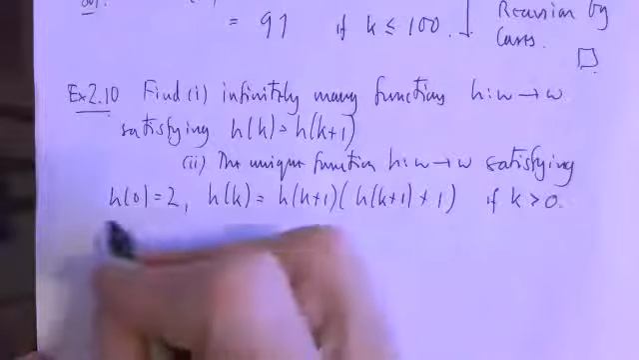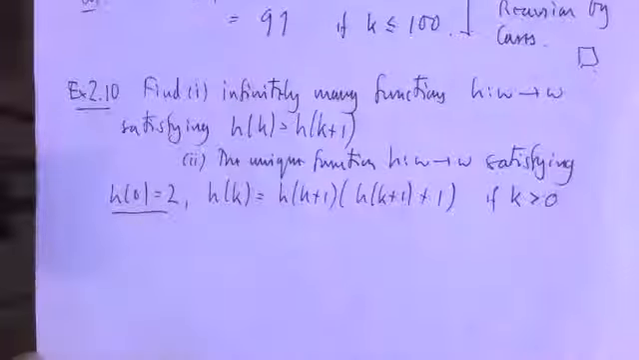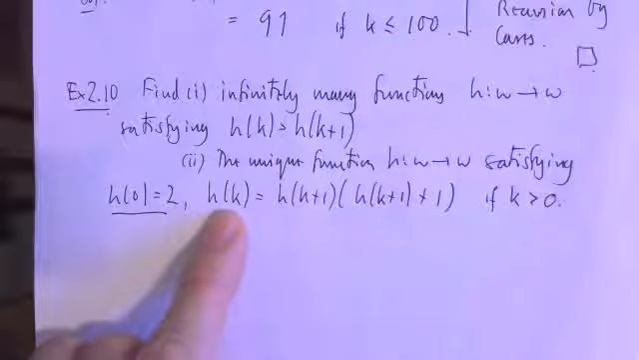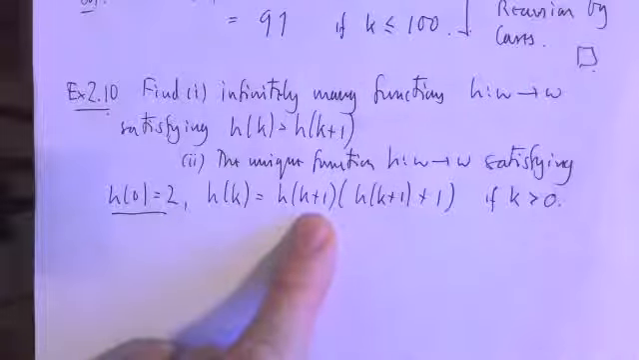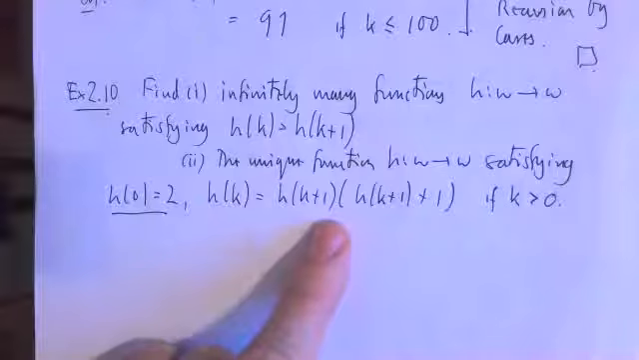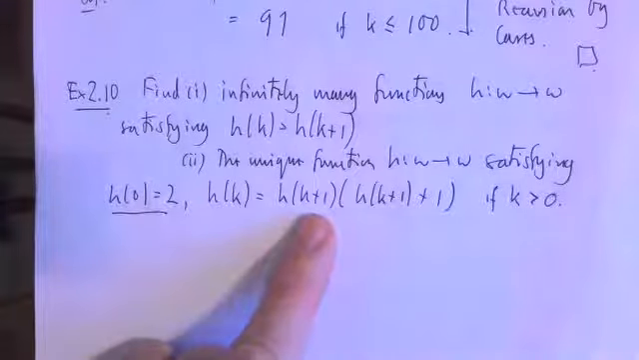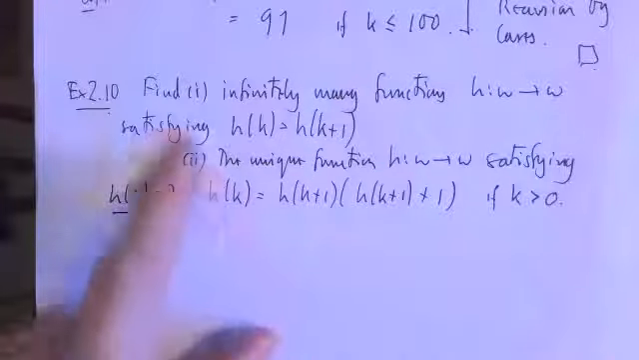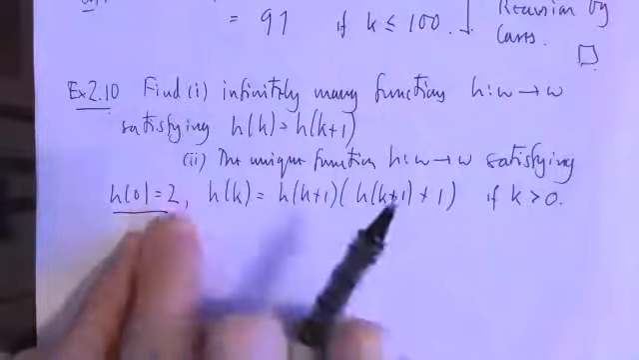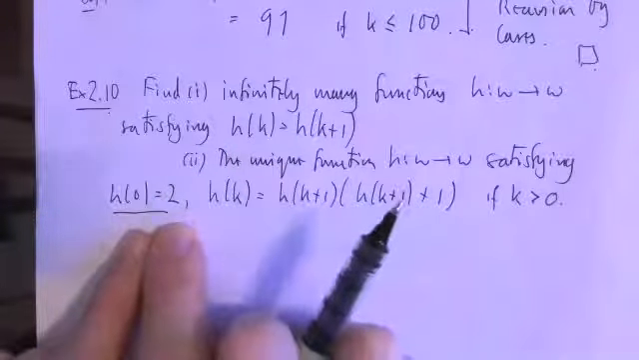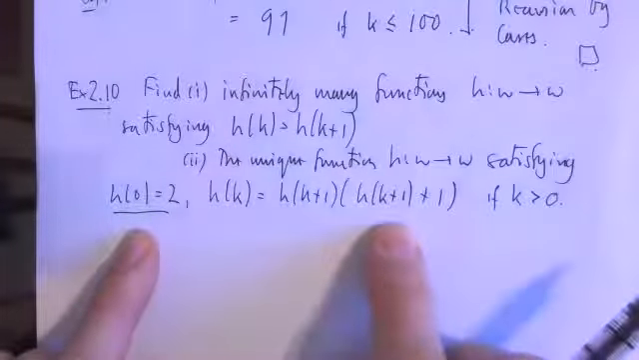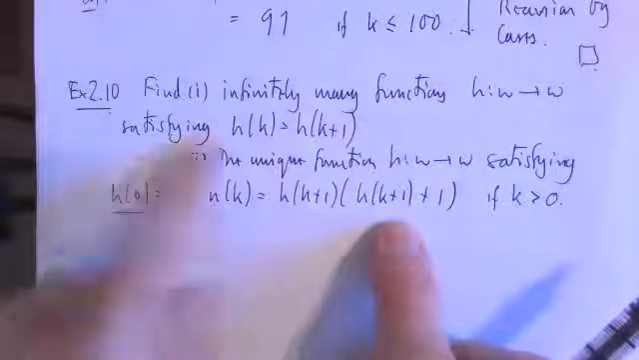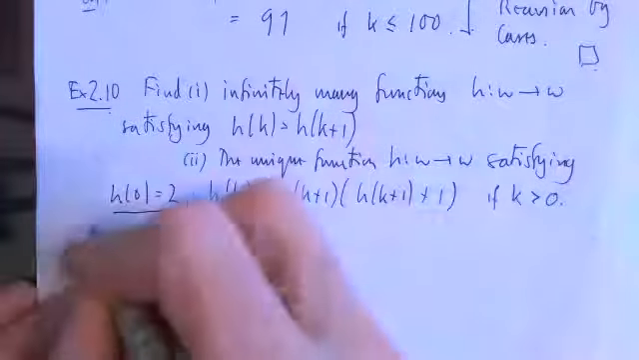Again, this is something where we define a starting value, but h of k apparently looks like it's defined in terms of h of k plus 1, not of a previous value. But actually, you only have to find infinitely many functions, so any constant function would do for this top one.